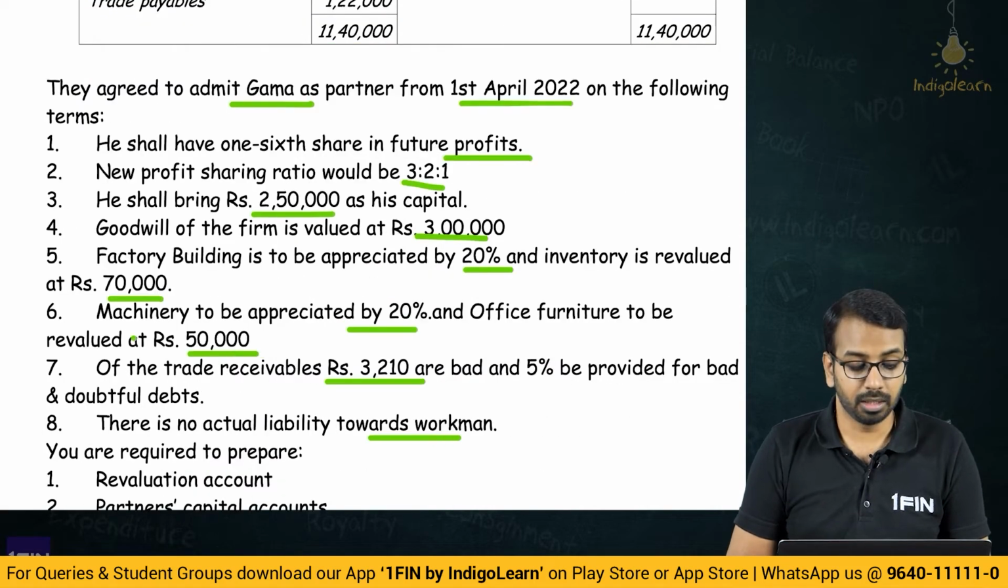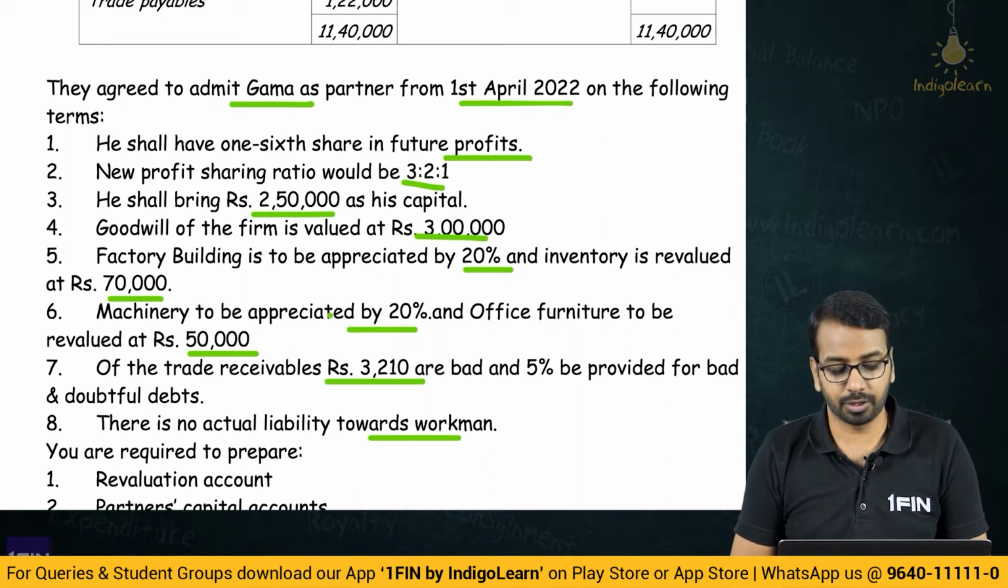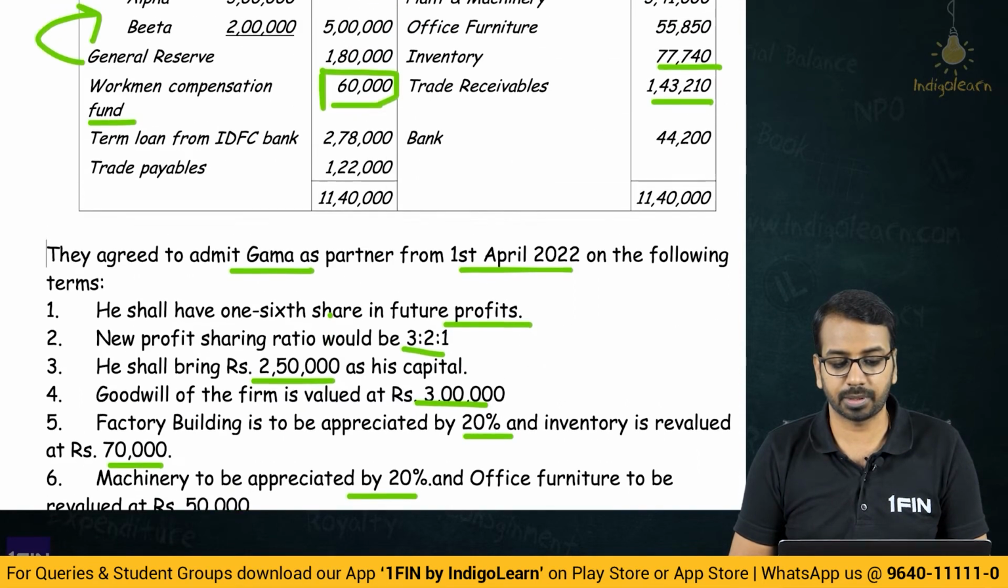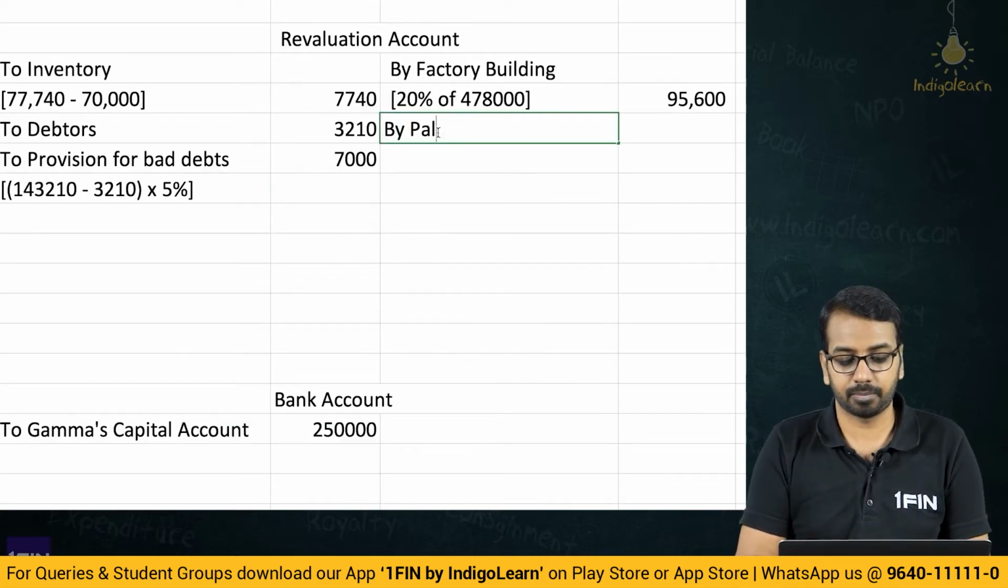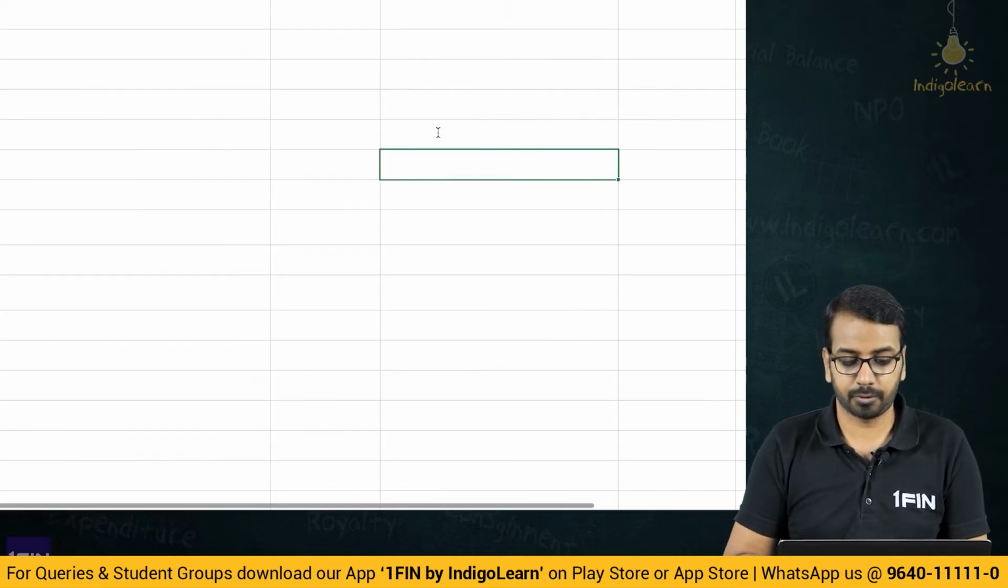Okay. Then machinery to be appreciated by 20% and office furniture to be revalued at 50,000. So machinery also appreciate by 20%, 341 into 20%. So by plant and machinery, how much?